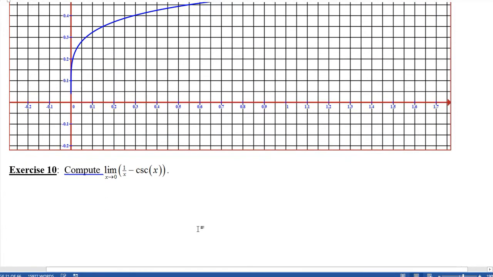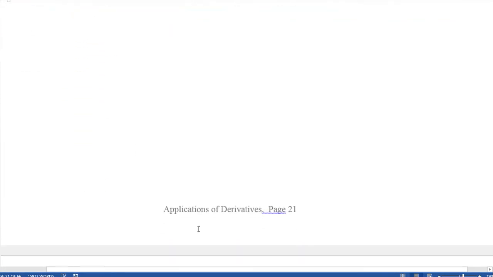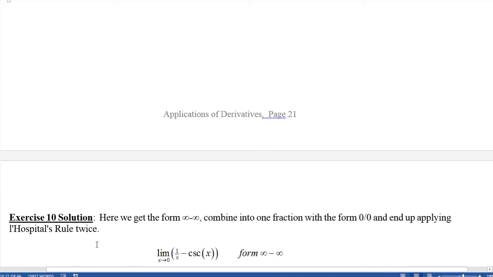Okay, now you're back. Let's take a look at this. Notice if you plug in 0 here, 1 over 0 is basically going to infinity. And cosecant, being 1 over sine, that's also going to infinity as well. Okay, at least from one side it's going to infinity. The other side it may be going to negative infinity.